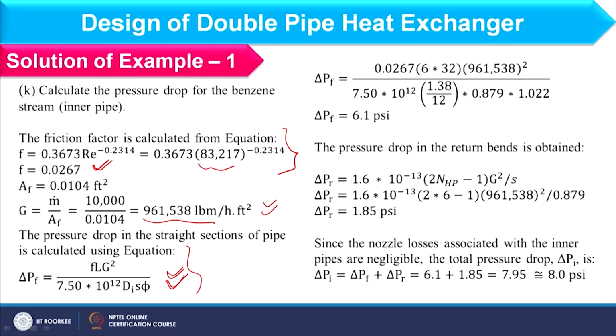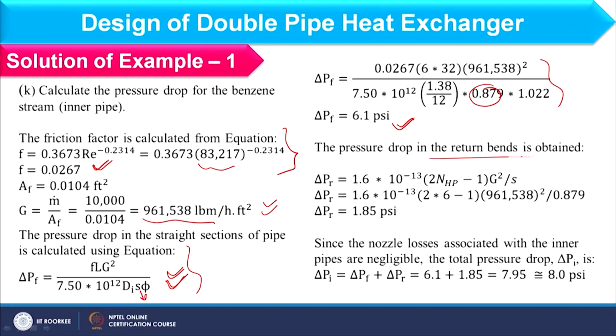So, this is the expression to calculate the pressure drop in the inner pipe, and considering all these values, where this S corresponds to the specific gravity of the benzene, fine. That value you can already see from the problem, and putting all these values we get the pressure drop as 6.1 psi, that is in a straight pipe only.